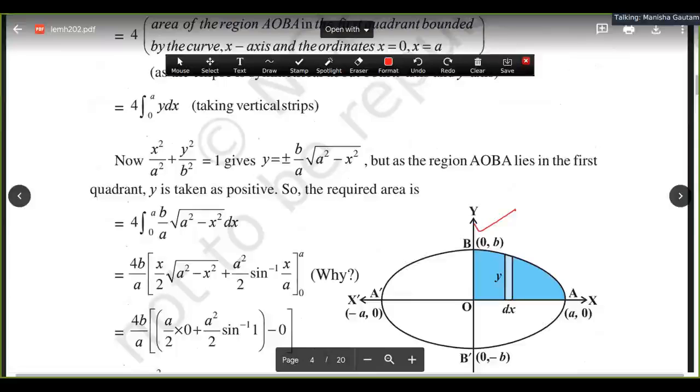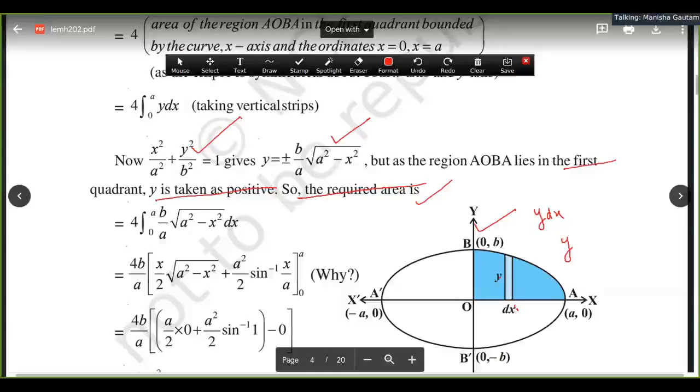Now for this, here we have taken the strip parallel to the y-axis. The area of the rectangle is y into dx. So the value of y you have to calculate from the given curve. Here it is calculated: y is equal to b upon a under root a squared minus x squared, with plus minus sign. Here it is in the first quadrant, so y is taken as positive.